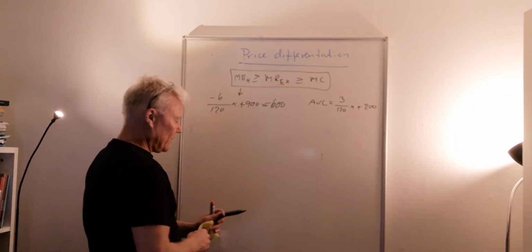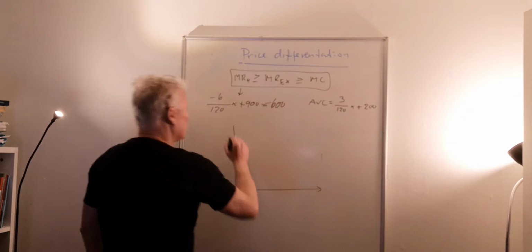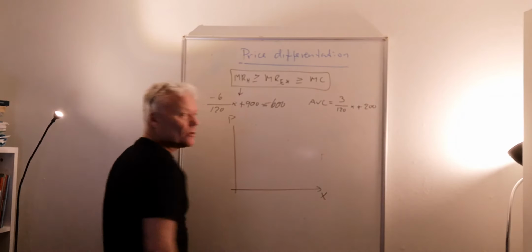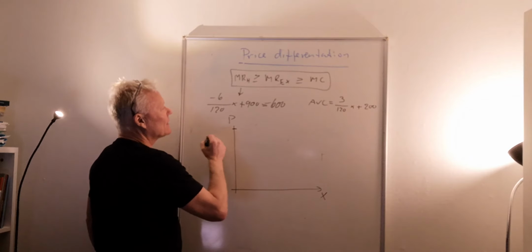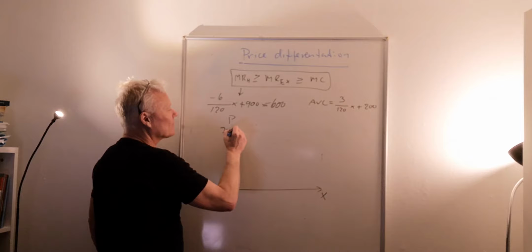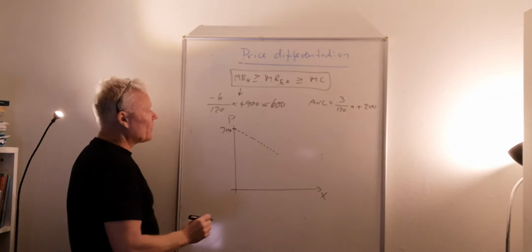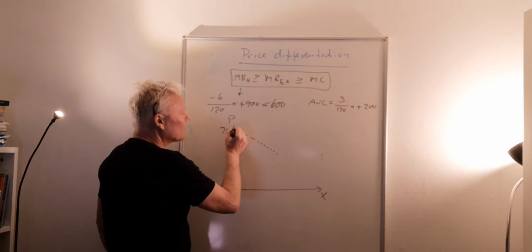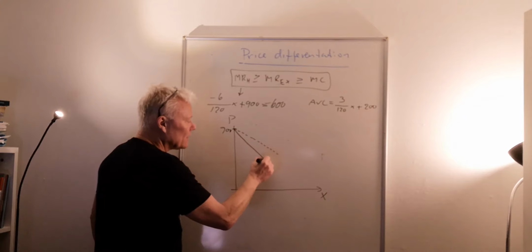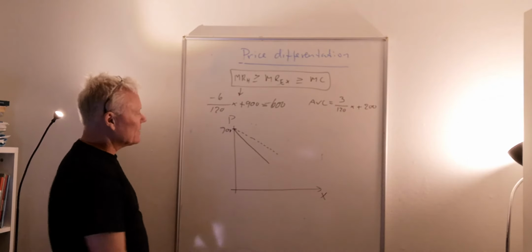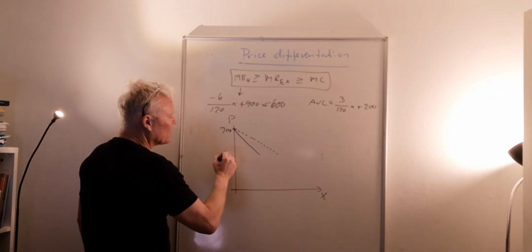So what we have, if you sketch it, you have your price and you have your units sold. Up here, you have your price function starting at 900. It goes like this. It's the dotted line. That's the price function. But what we're going to look at is the marginal revenue. And the marginal revenue falls twice as fast. So that is illustrated like this. I don't want to go that far down because I only want to go down to 600.